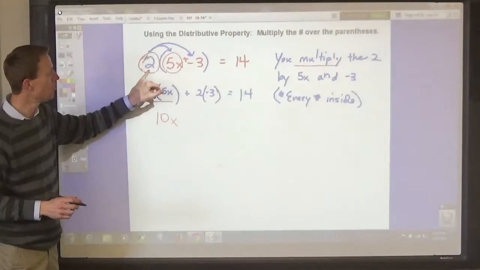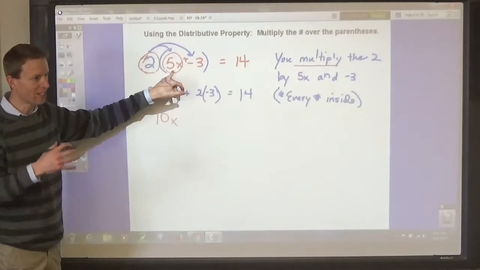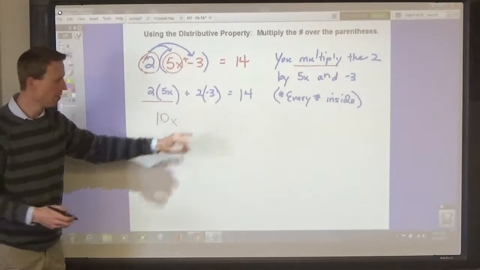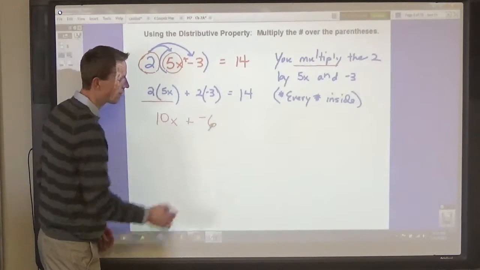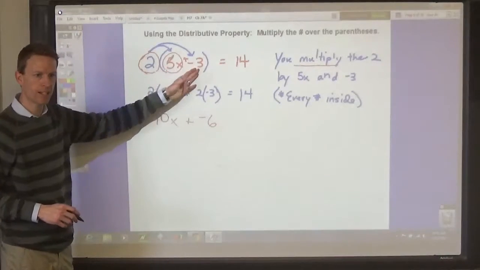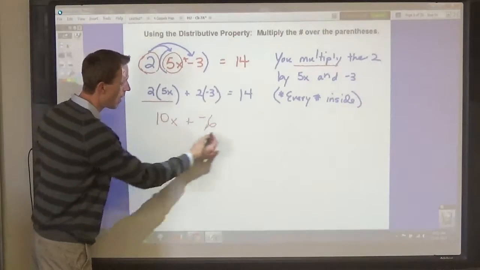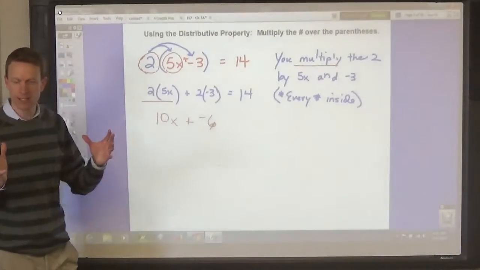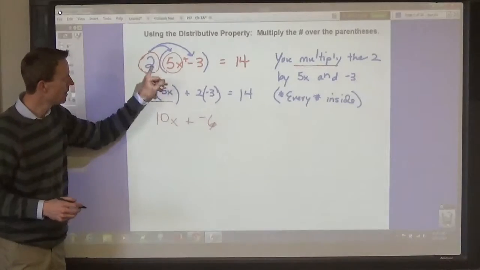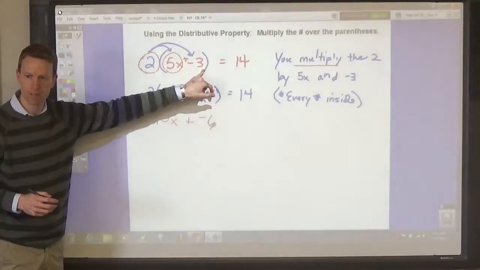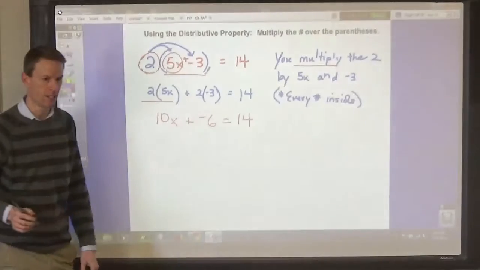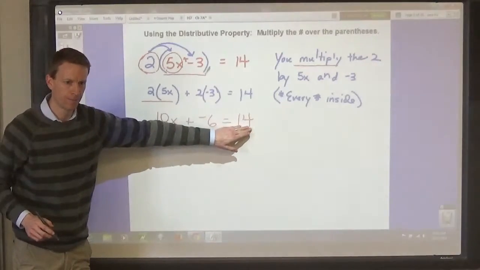Okay? In this case, it's 2 times 5 x's, which is like doubling 5 x's to get 10x, and 2 times negative 3, which is negative 6. So we're multiplying the 2 times every number that's inside the parentheses. And then, when you write it out this way, you don't write the parentheses anymore. You get rid of the parentheses by multiplying the number over the top of them. Okay? And it's by every other number that's inside the parentheses. And now we have an equation we can solve.